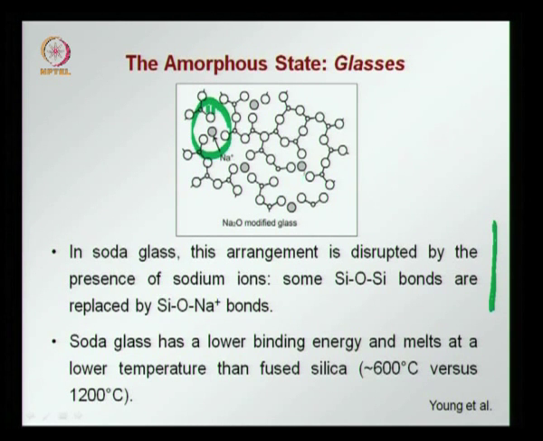So here there is a distortion, here there is another distortion because of this defect caused by the sodium cation replacing the silicon. Due to this distortion, what we find is soda glass when compared to fused silica has a lower binding energy and therefore melts at a lower temperature. Remember when we talked about ionic materials, we said that higher the binding energy, higher will be the melting point. Here what we find is glass changes when the silicon is replaced by the sodium, you have a distorted structure, you have a lower binding energy, and therefore you have a lower melting point.